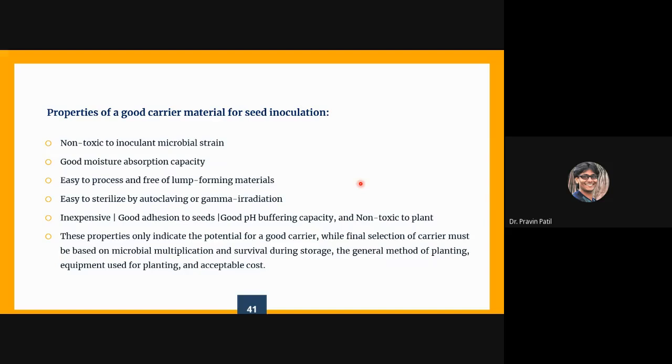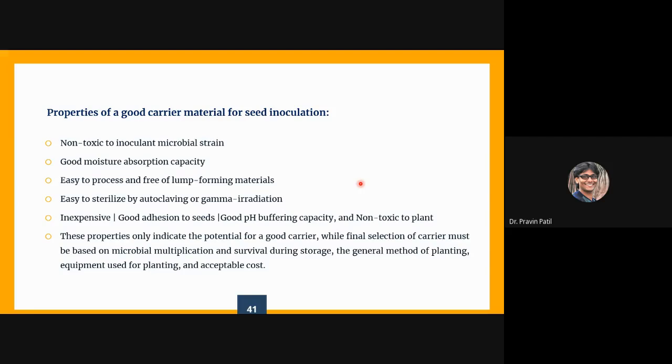We all know the plants have a very good moisture absorbing capacity. And if we can make small granules of those structures, and we all know lower the size, higher the surface area. As we make the granules or as we crush them down, those small particles can have a larger surface area and can accommodate more number of microbes on them and can efficiently enhance the overall process.